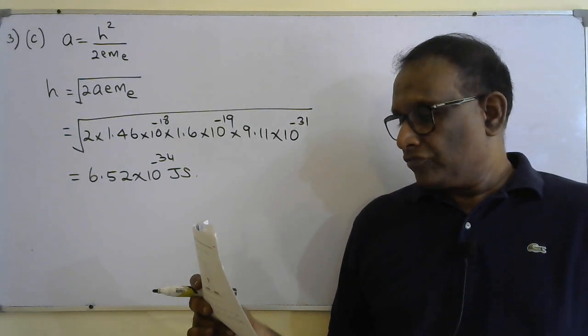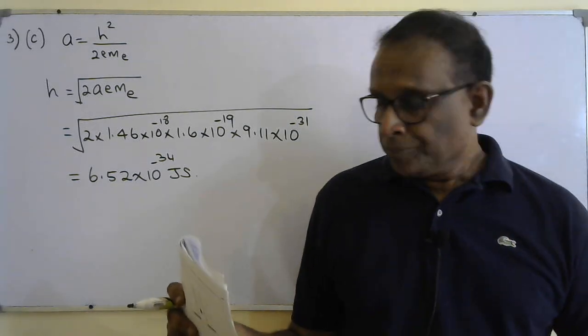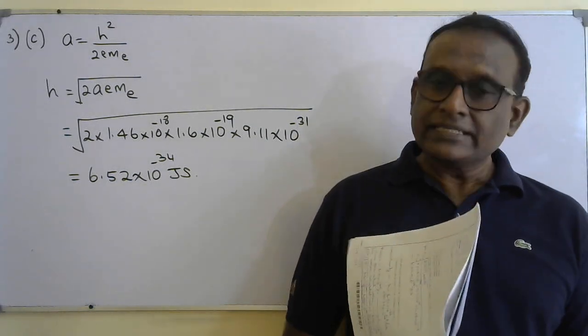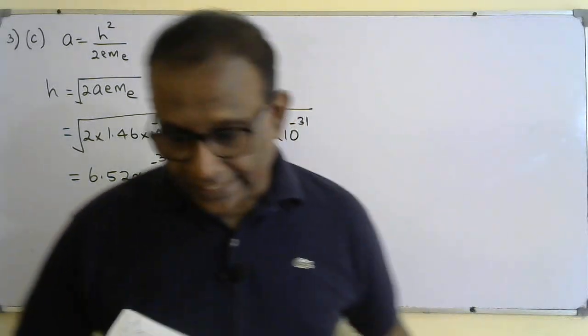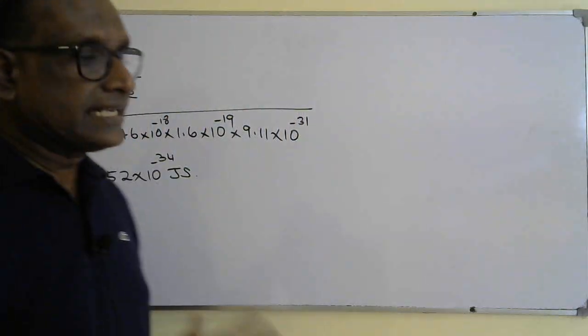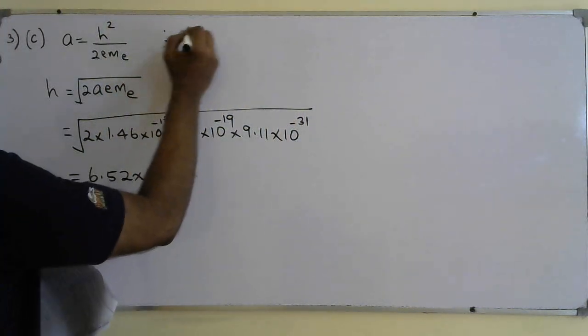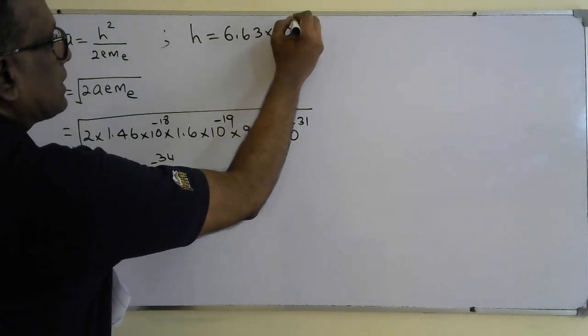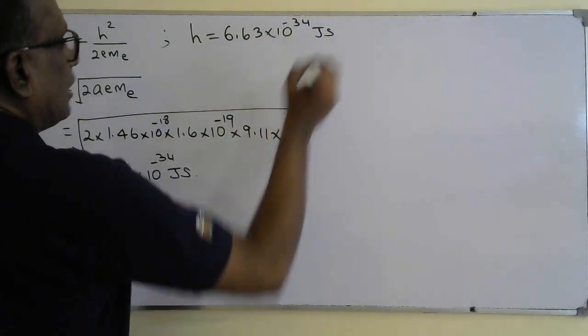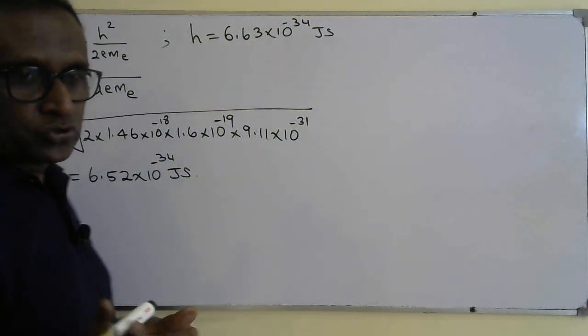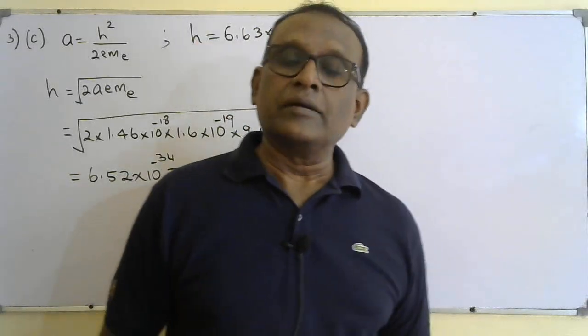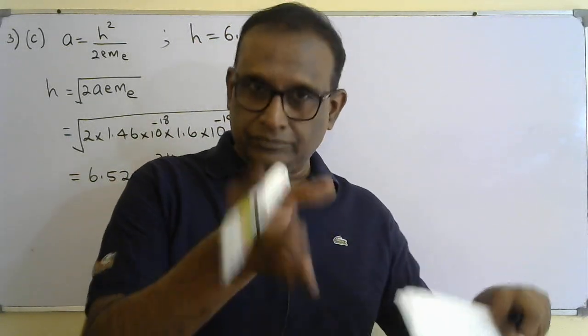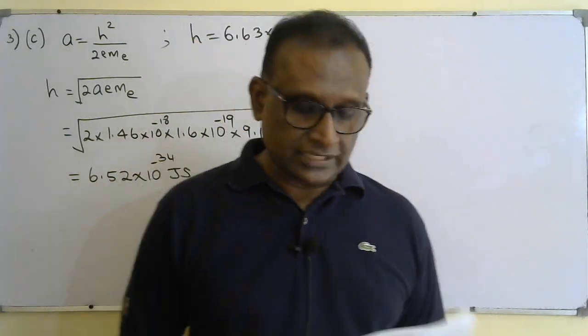Comment on the accuracy of your calculated value of h. We know the actual value of h is given in the data sheet. The actual value of h is 6.63. I write it here: h is 6.63 × 10 to the power minus 34 joule second. I discussed this type of question in the video complete lesson in unit 3. I'll give the link in the description of this video.